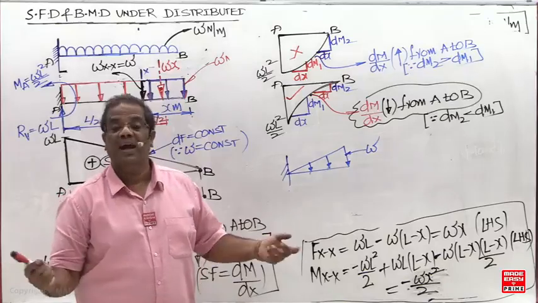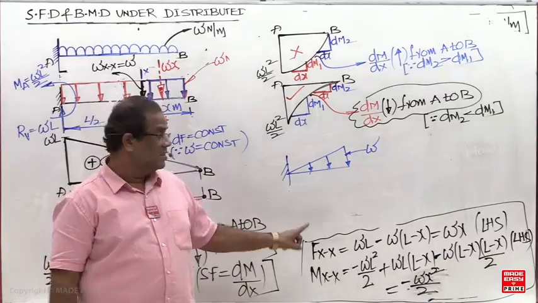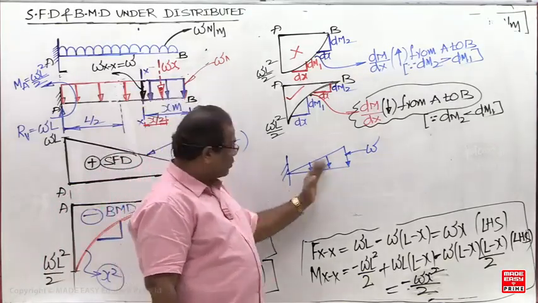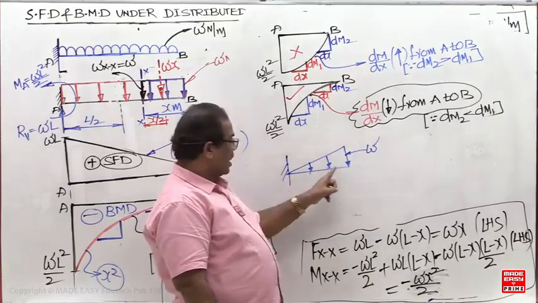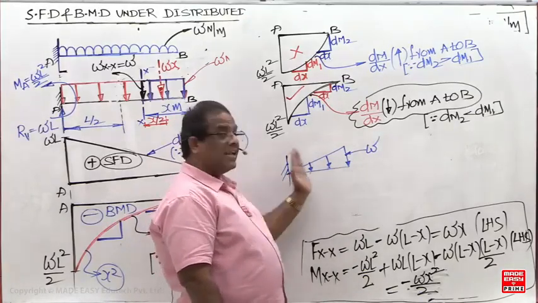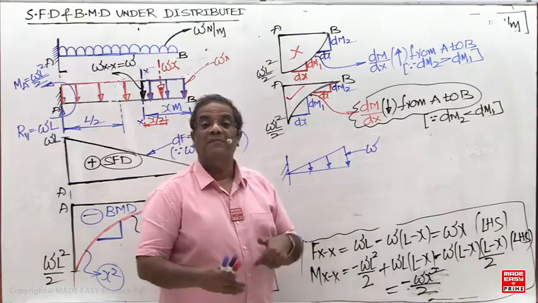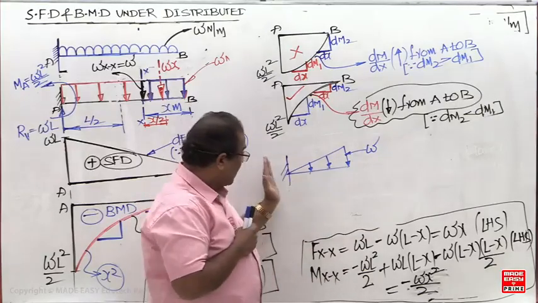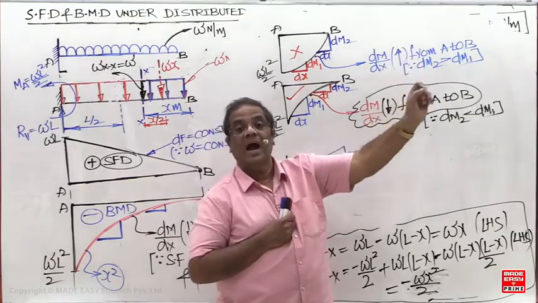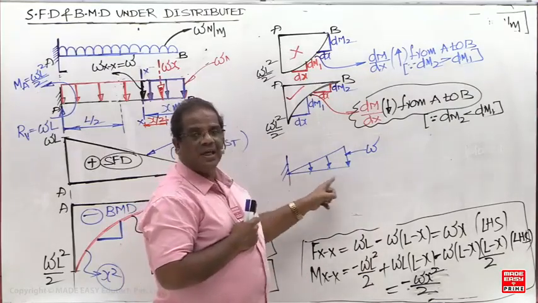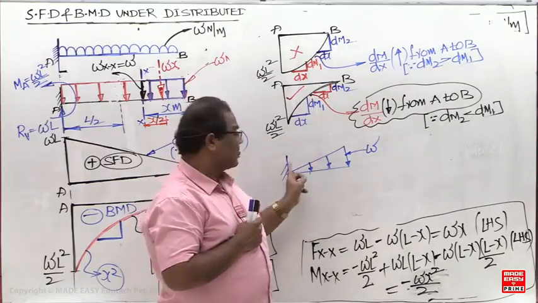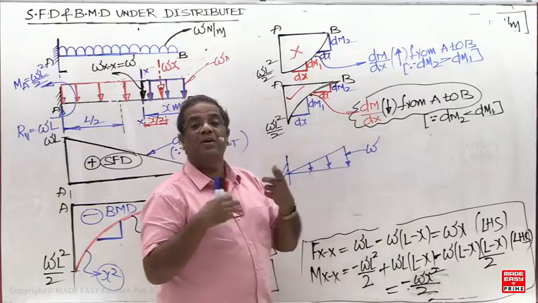But what is the slope of the SFD? How to draw a parabola in this now? When I am going from left to right, is the load intensity increasing or decreasing? Load intensity is 0 here, load intensity is W here. Load intensity increasing means the slope of the SFD should increase. So I have to draw a parabola with an increasing slope. Here, is the SFD a parabola or not? The SFD is a parabola because the load is varying linearly.